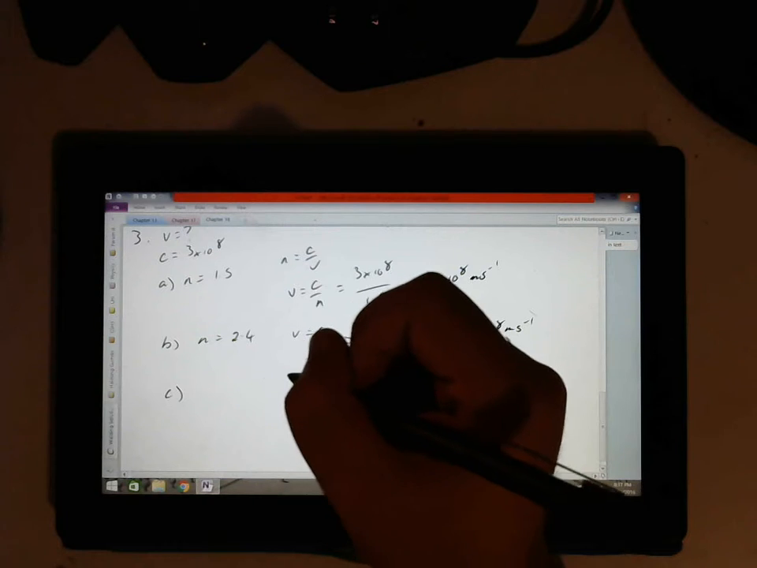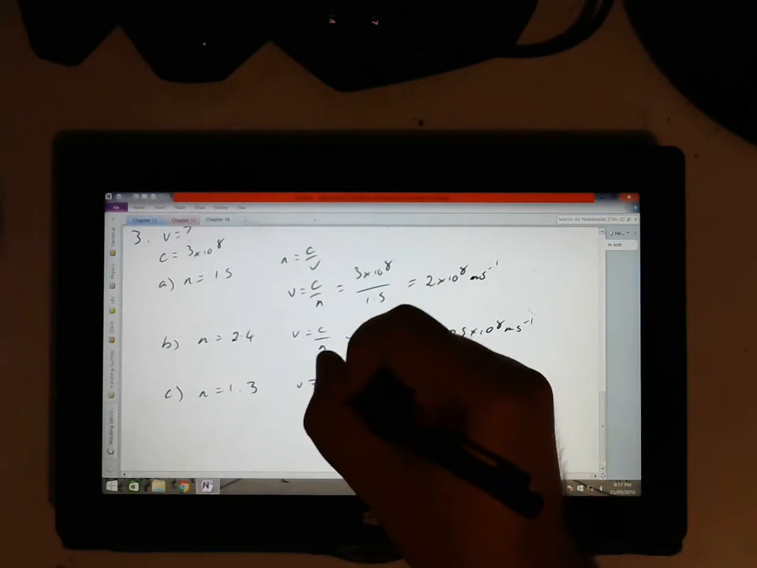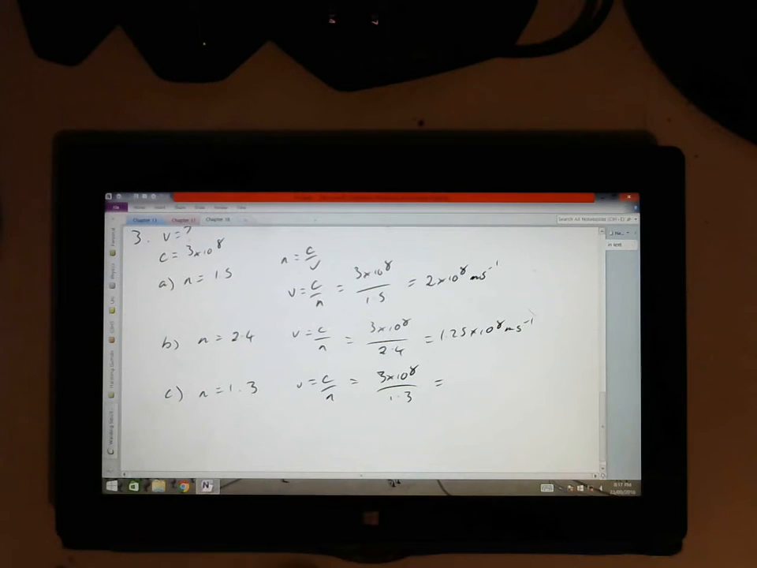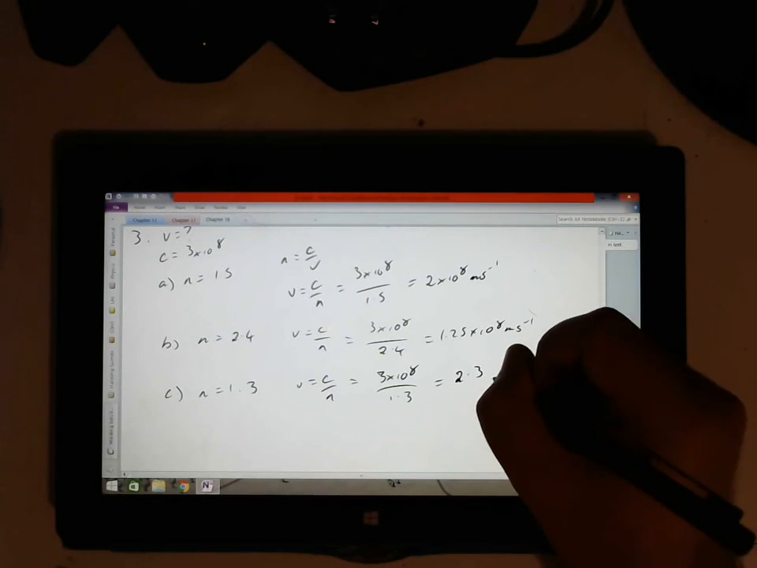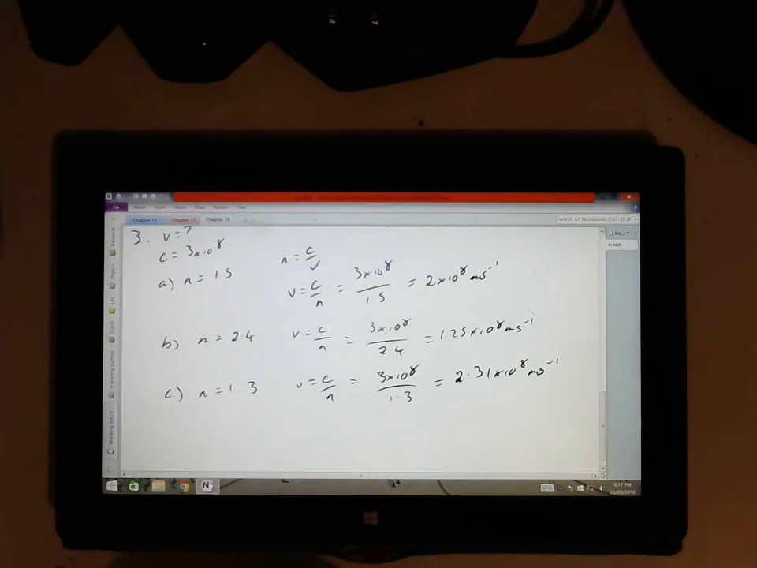And finally C, n equals 1.3, v equals c over n equals 3 times 10 to the 8 divided by 1.3 equals 2.31 times 10 to the 8 meters per second. And that did say 2.3, but 2.31's fine. Okay, so there's question 3. Let's head down to question 4.